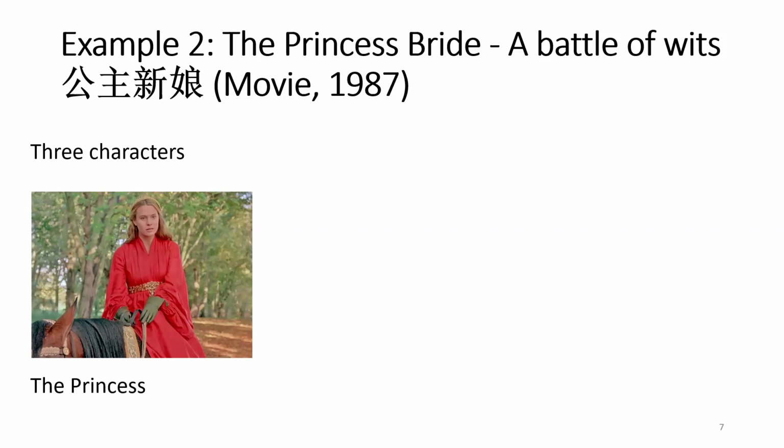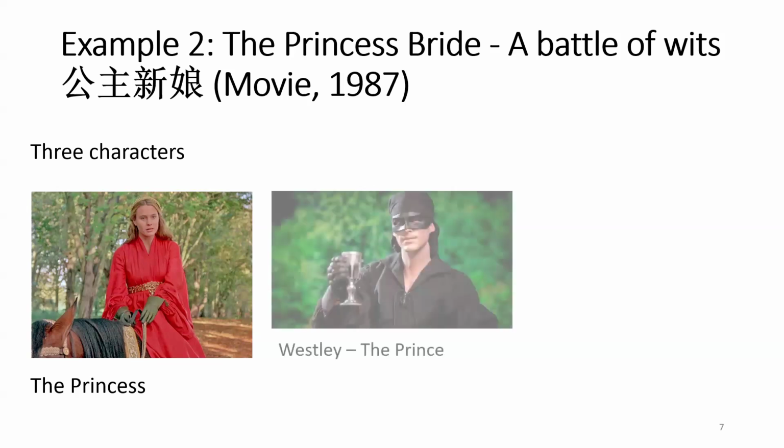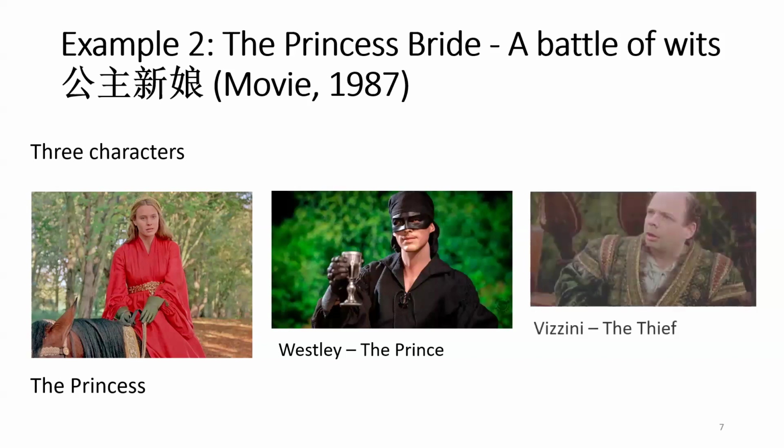All right. So there's The Princess Bride. We're talking about a part of this movie, a battle of wits. Consider three characters: the princess, the prince, and the witch. The outcome, the reward, is the princess. Two players, the prince and the witch, Vizzini and Westley.